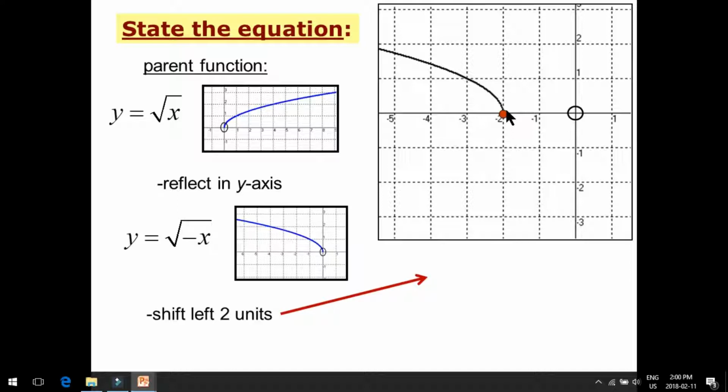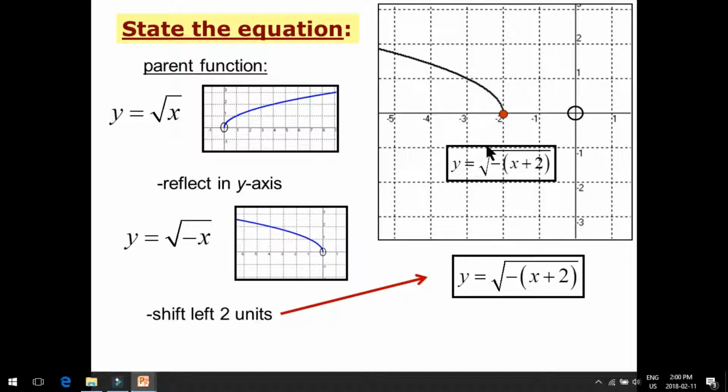Will that be plus 2 or minus 2? Well, it's the opposite of what you'd expect. Left, I would think minus, so go plus. There it is. Now we can test a point if you'd like.